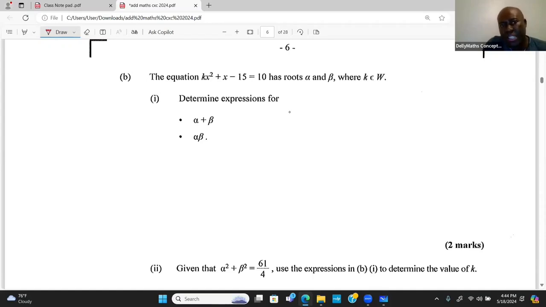The equation kx squared plus x minus 15 equals 10 has roots alpha and beta. Determine the expression for alpha plus beta.